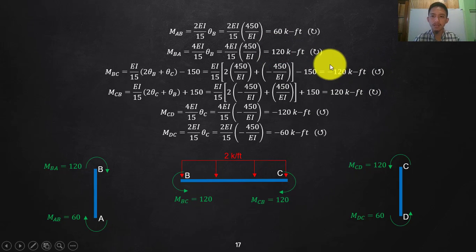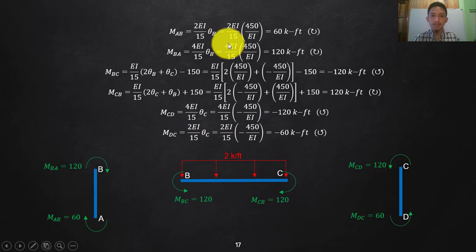Why? Because they are on the same joint, and only 2 members are connected at joint B, so they should actually be the same, but opposite signs. And then MCB is positive 120, and that is clockwise. And then MCD should be negative of that, which is correct, since they are connected on a single joint, which is joint C, CB and CD. And then finally, your MDC is negative 60.